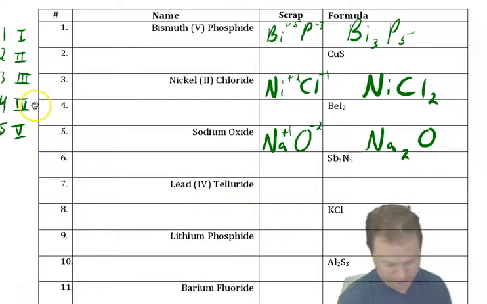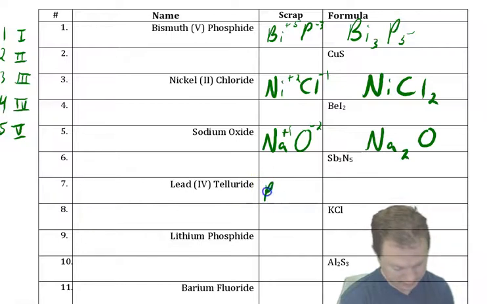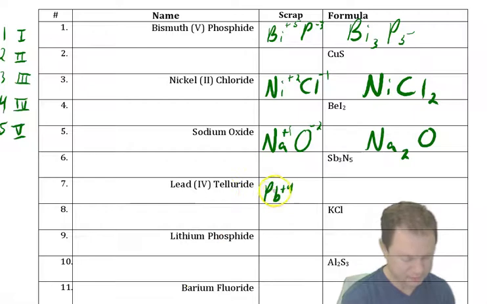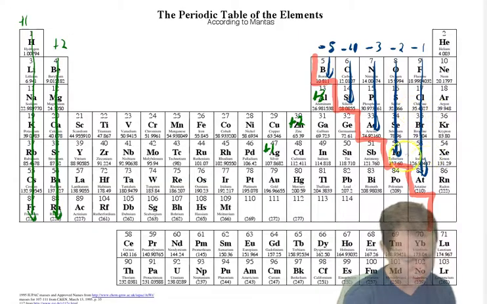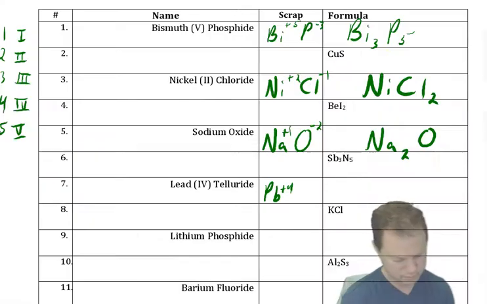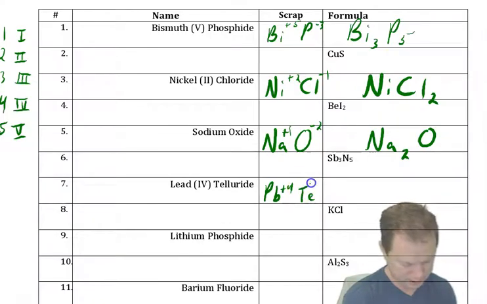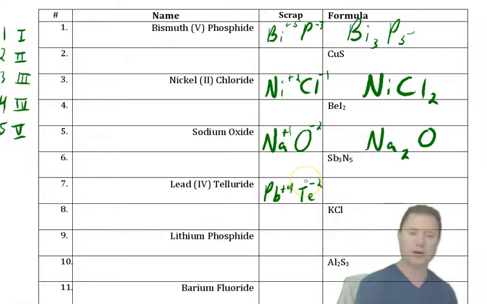It's all right, it's up here. Lead IV, which is 4. Okay, lead is Pb plus 4. Telluride comes from tellurium. And again, if you look that up on the periodic table, it is way over here. It's number 52, Te, and it's -2. Okay, so Te, -2.